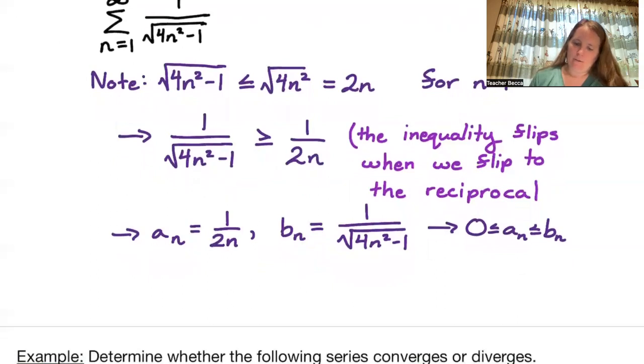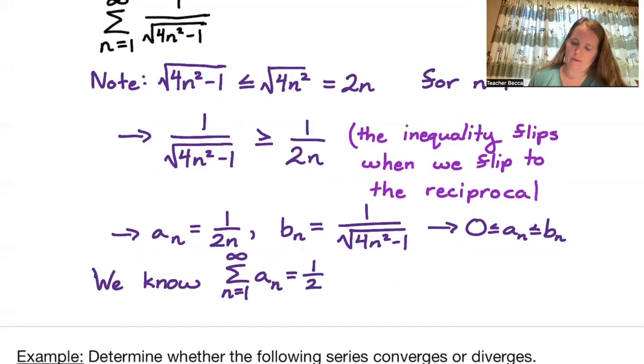And we know that the infinite sum from n equals 1 to infinity of a sub n, which is just 1/2 the sum from n equals 1 to infinity of 1 over n. We know this diverges.